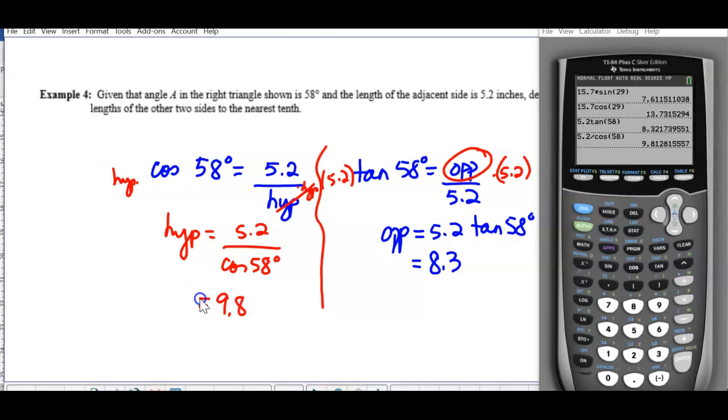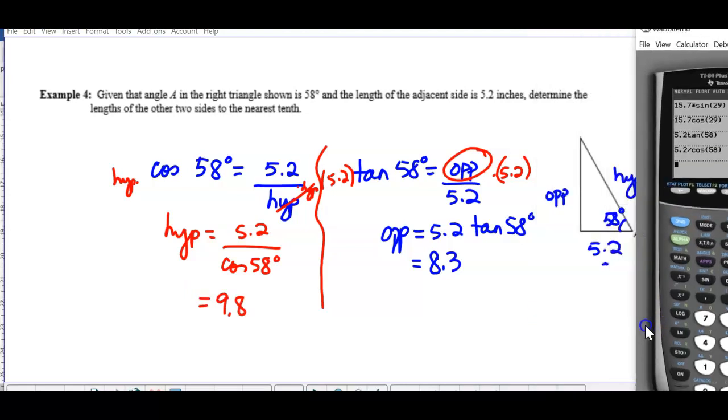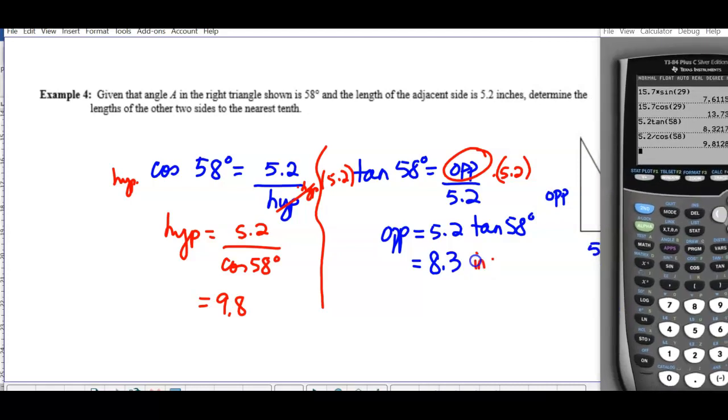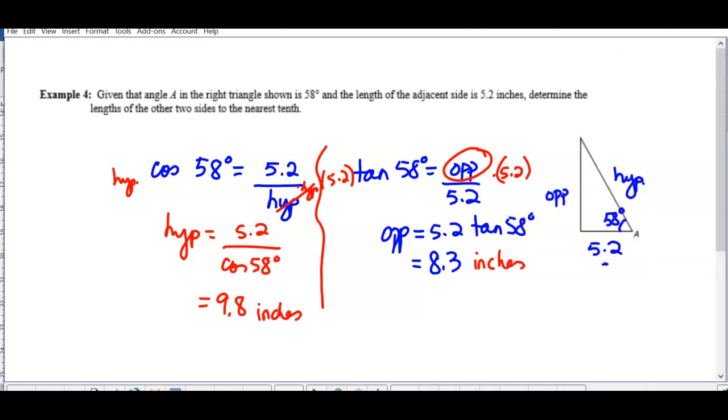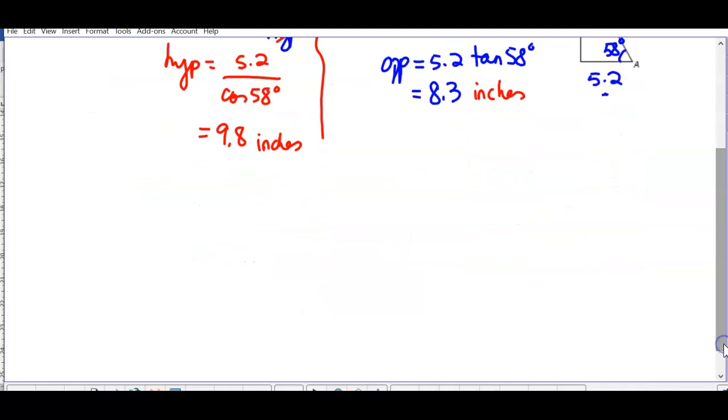Okay, and what is this? What kind of units? Inches. So inches. Right. And next one.